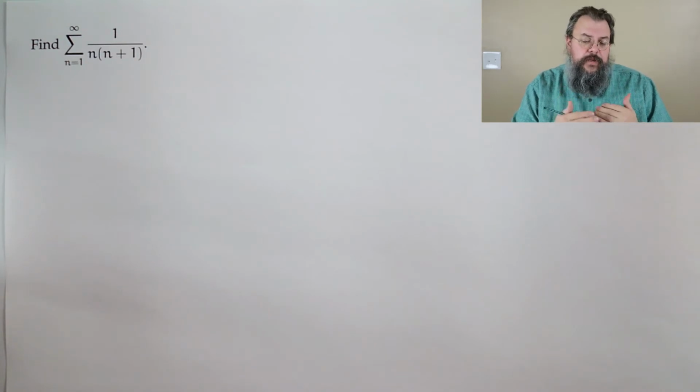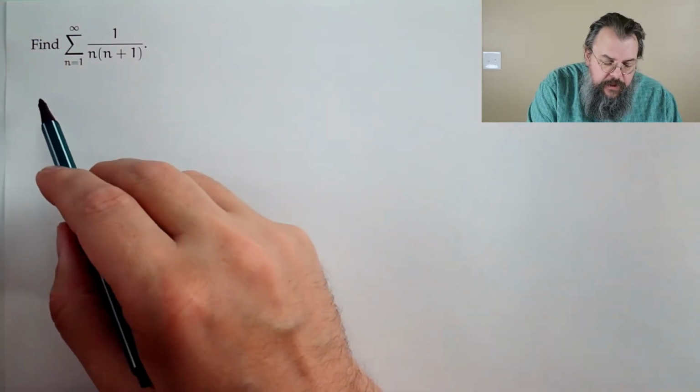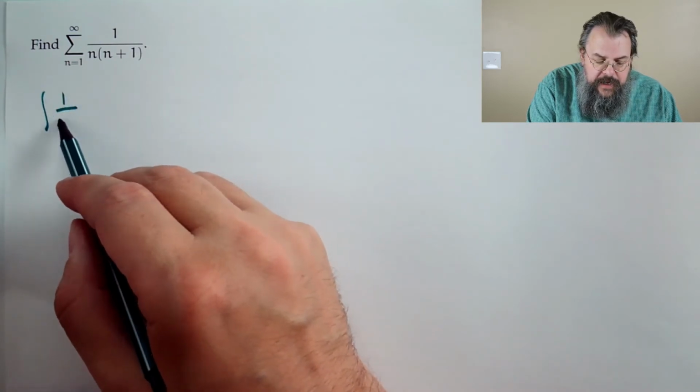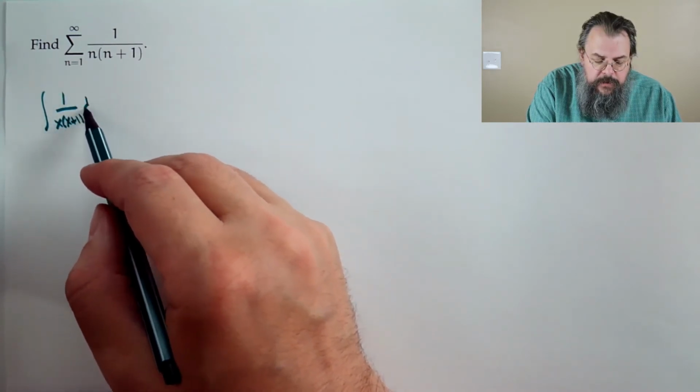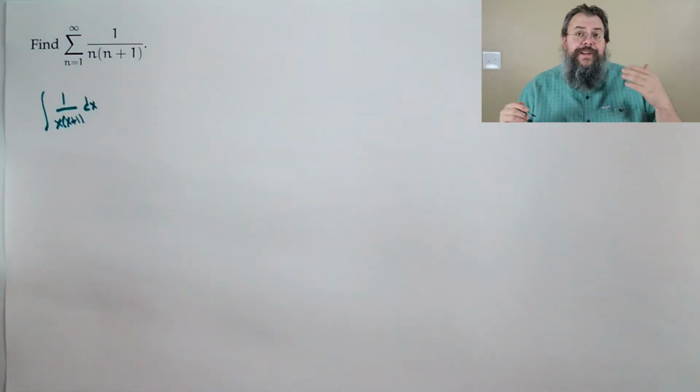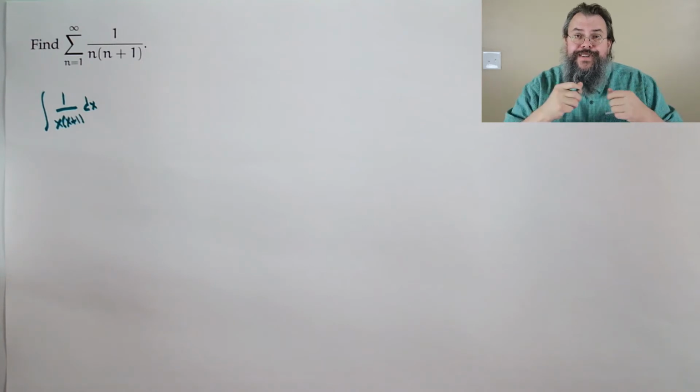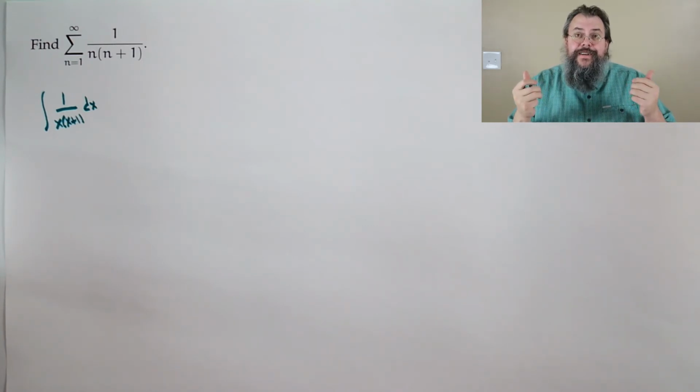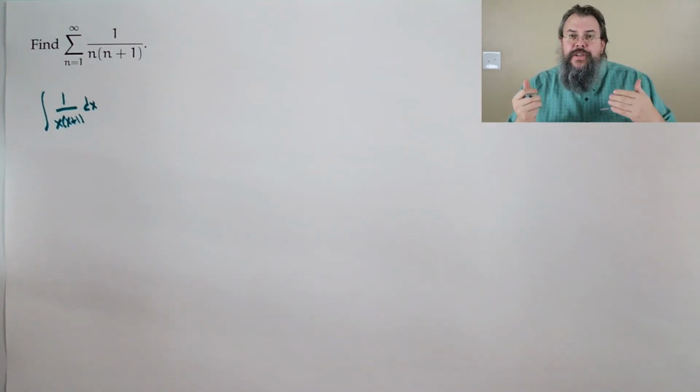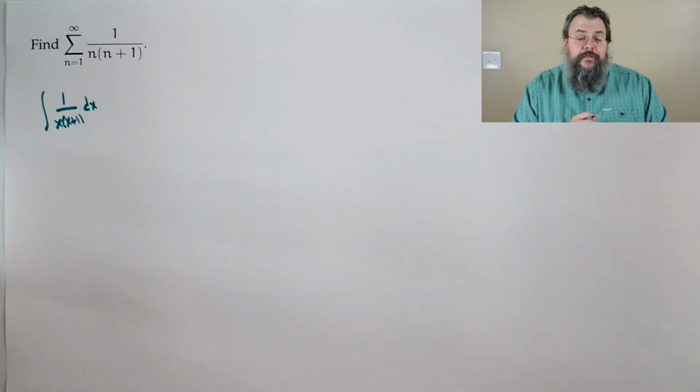We have this infinite sum, and suppose I said it's not a sum, it's an integral. In particular, suppose I asked, what's the integral of 1 over x times x plus 1? What would be the right technique there? Well, we do partial fractions. That's how we do these kinds of integrals, right? But integration and summation are very similar. So if we did partial fractions in one case, we can definitely do partial fractions in another.